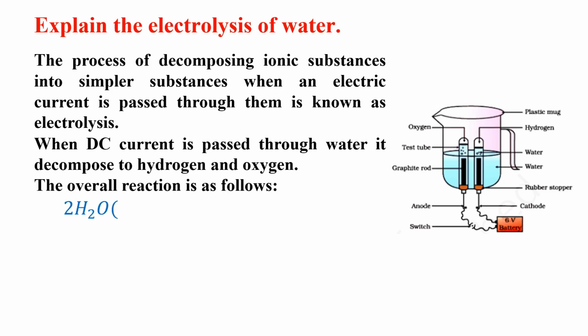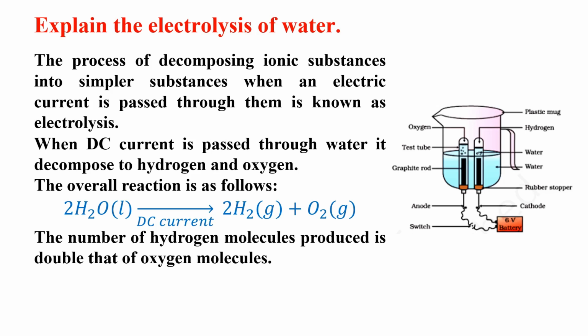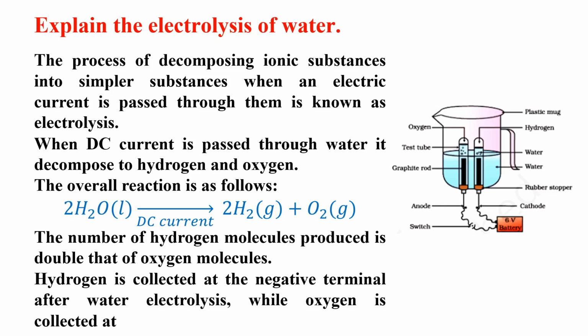2H2O, liquid, on passing DC current through it gives rise to 2H2, gas, plus O2, gas. The number of hydrogen molecules produced is double that of oxygen molecules. Hydrogen is collected at the negative terminal after water electrolysis, while oxygen is collected at the positive terminal.